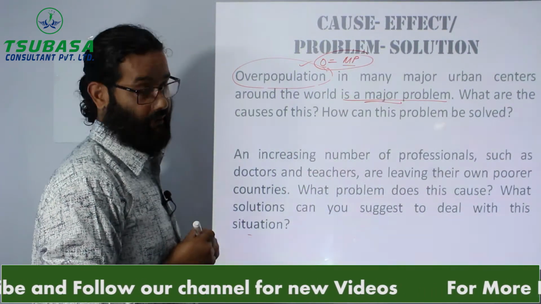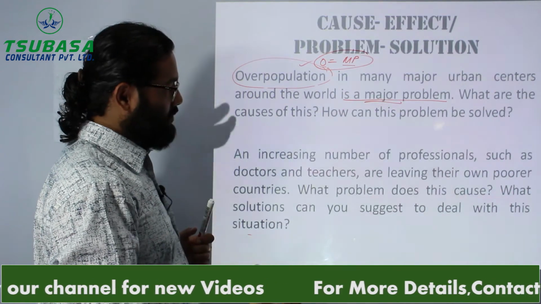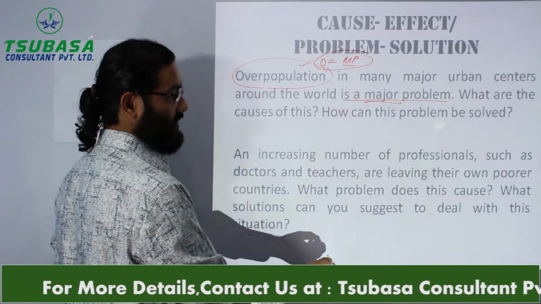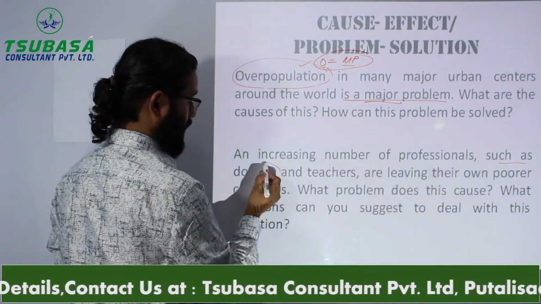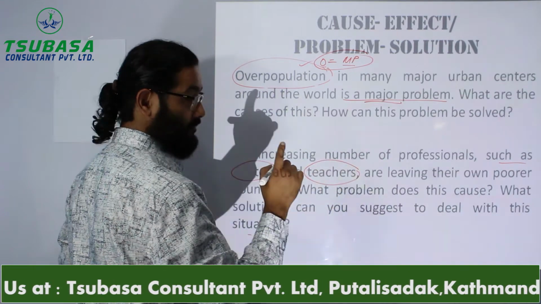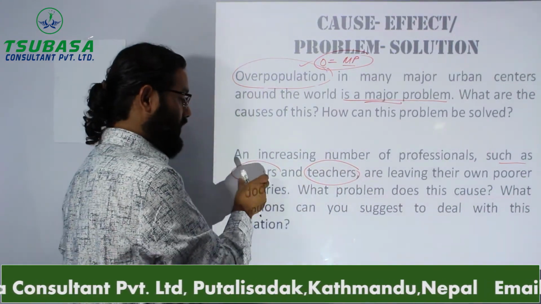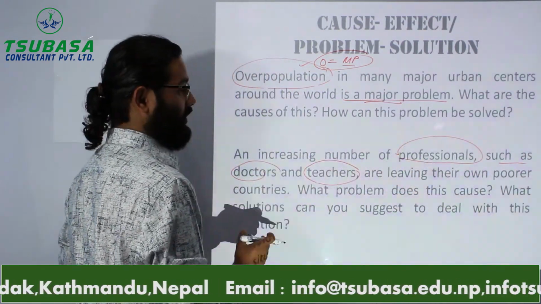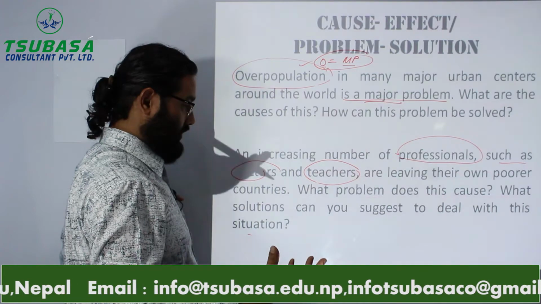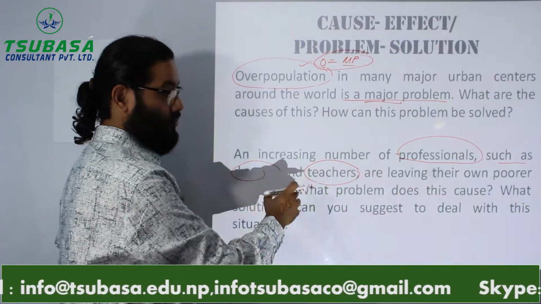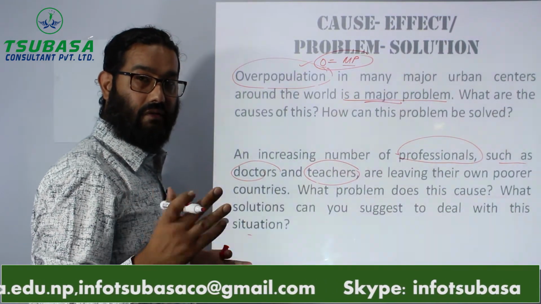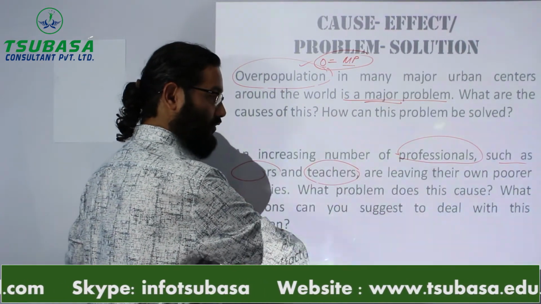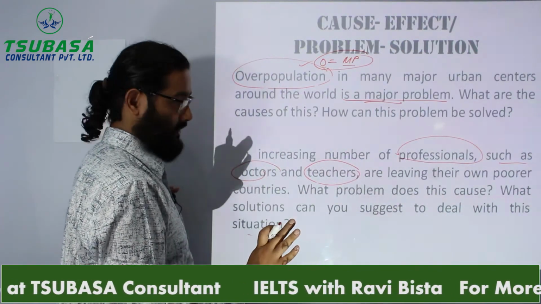Now let us move on to the second question. It says, an increasing number of professionals such as doctors and teachers. I would want you to remember that when it says such as doctors and teachers, the question is not telling only doctors and teachers. Professionals could also mean any other professionals besides doctors and teachers. It could be engineers, it could be musicians, it could be anything. So don't limit yourself to doctors and teachers, because the question can't give you a list of all those professionals.